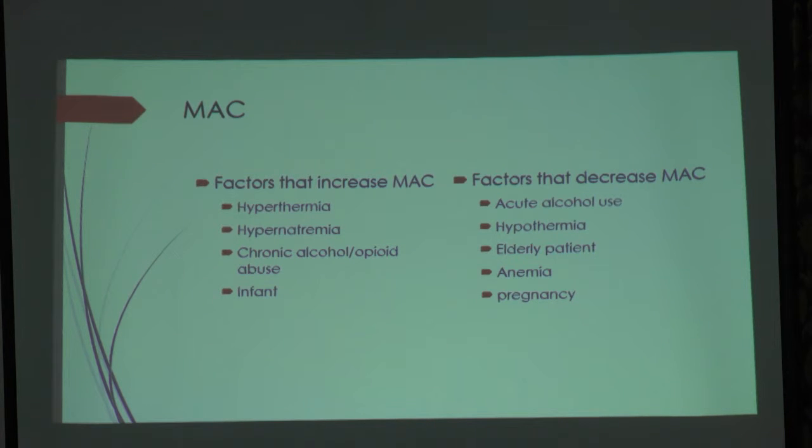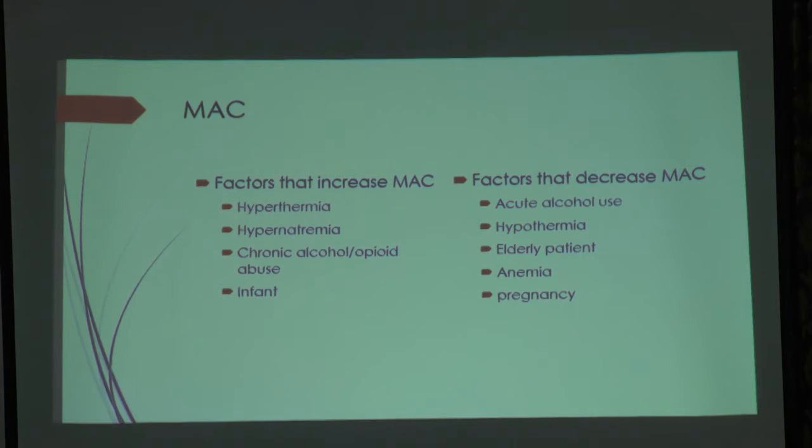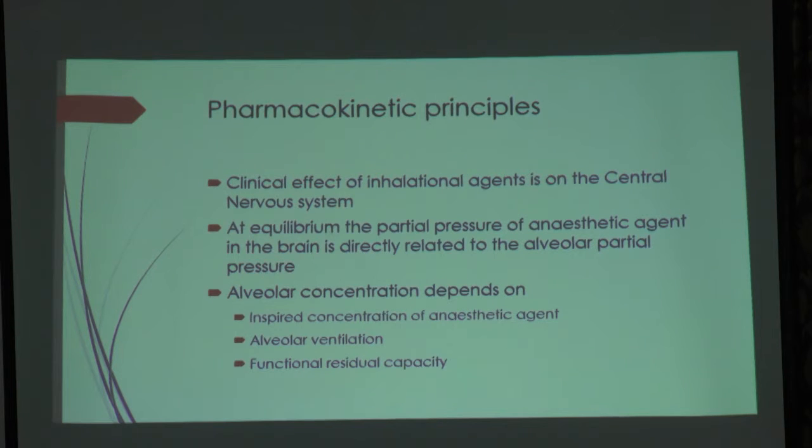There are some things that will increase the MAC. If the patient is hypothermic or has hypernatremia or has chronic alcohol or opioid use. And in children, it's been found that generally the minimum alveolar concentration that is required is a bit higher. And a few things that will reduce the MAC. Acute alcohol use. In the past, if we're using alcohol to knock out people, if the person is already intoxicated, you just need a little bit of the inhalational agents and they'll be anesthetized. Okay, then hypothermia, elderly patients tend to require a lower MAC, and then anemia and pregnancy.